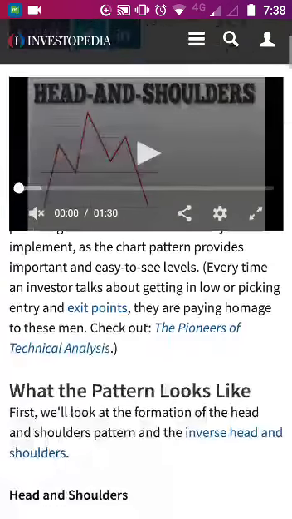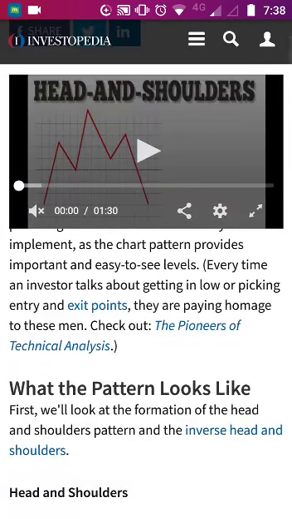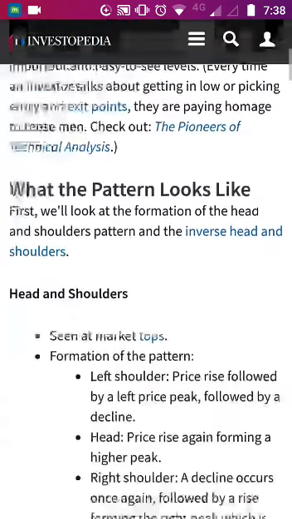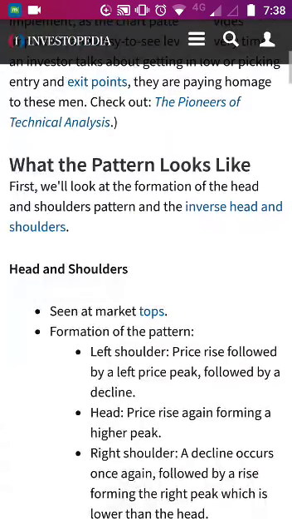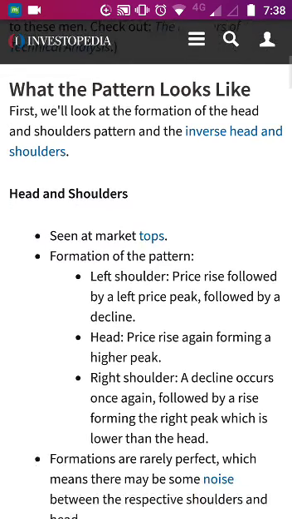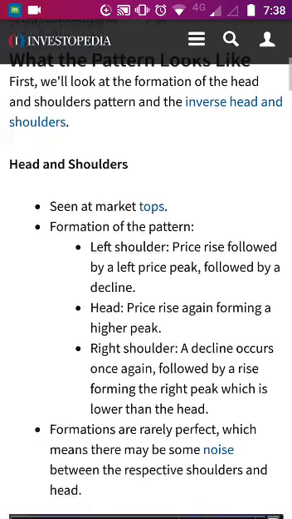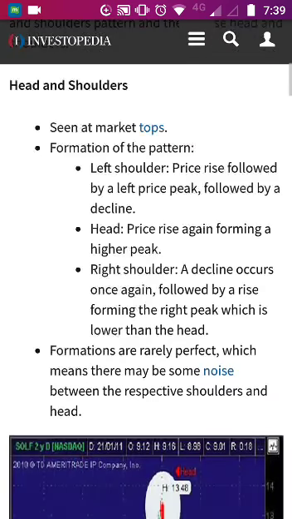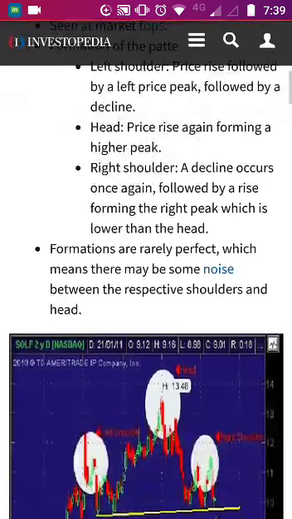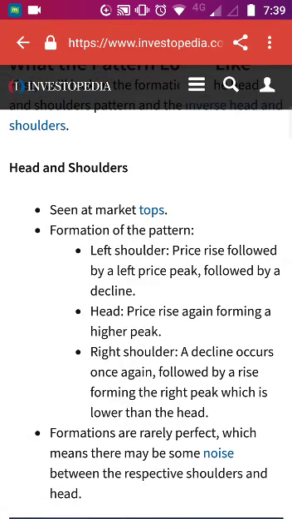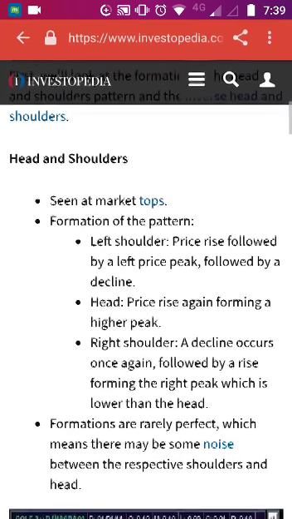And today I will be talking about the head and shoulders pattern. So this is again an indicator in the candlestick chart, where head and shoulders is how the indicator looks. The head and shoulders pattern looks like this at certain times on certain stocks, of course. So let's see how it is actually formed, and it's seen at market tops.